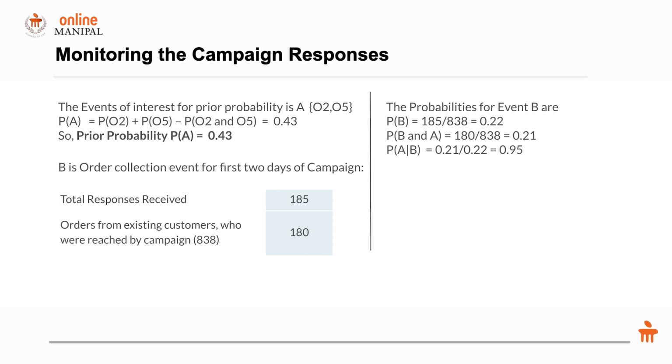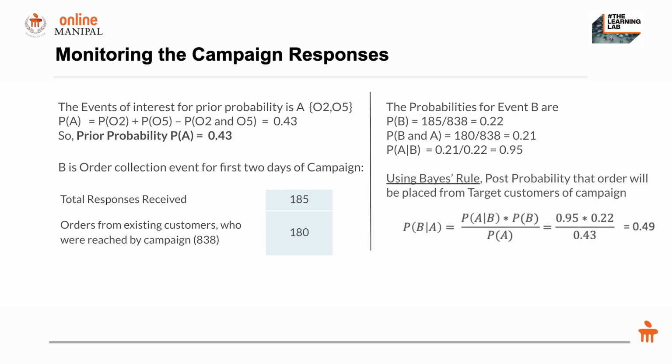Using this information, we can calculate the posterior probability using the Bayes theorem. What does the Bayes rule say? It says that the probability of event B given A is equal to the probability of A given B multiplied by the marginal probability of B, divided by the marginal probability of A. Plugging in the numbers, we get 0.95 multiplied by 0.22 divided by 0.43, which is 0.49. So what does the posterior probability come out to be? 0.49.